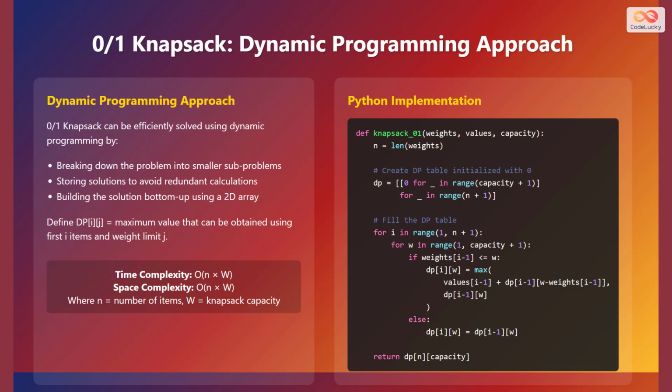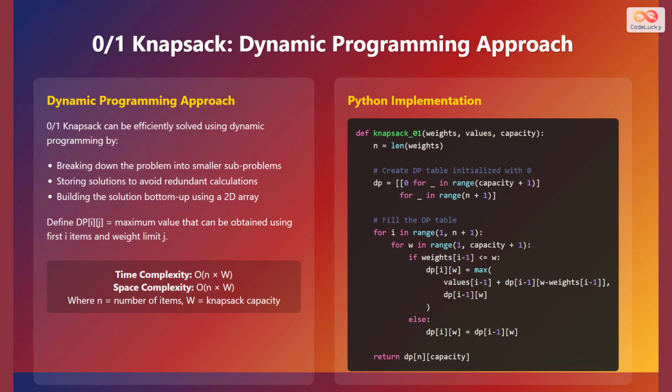If the weight of the current item is less than or equal to the current capacity, we take the maximum of either including the item, which is the value of the item plus the value from the previous row and the remaining capacity, or not including the item, which is the value from the previous row and the same capacity. If the weight of the current item is greater than the current capacity, we simply take the value from the previous row and the same capacity.